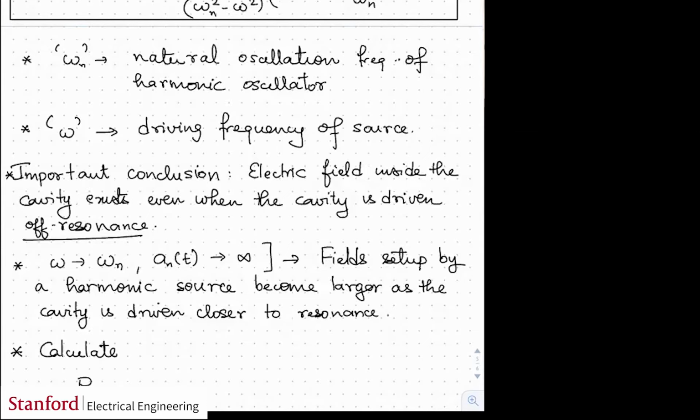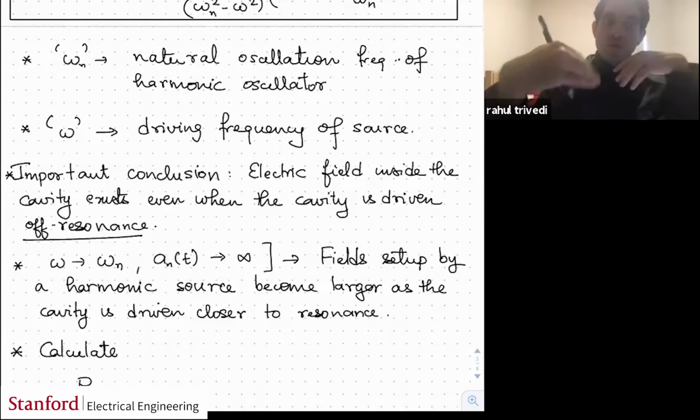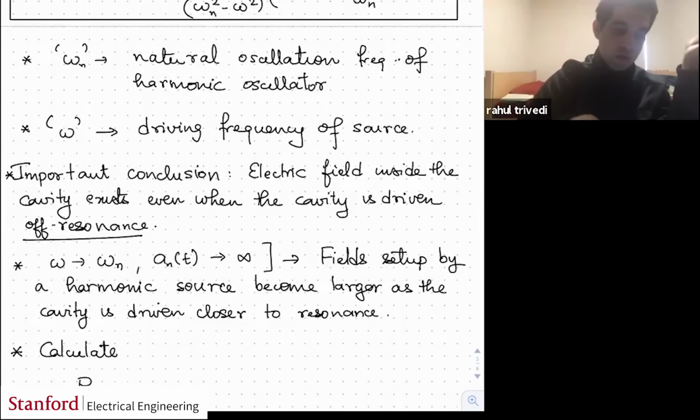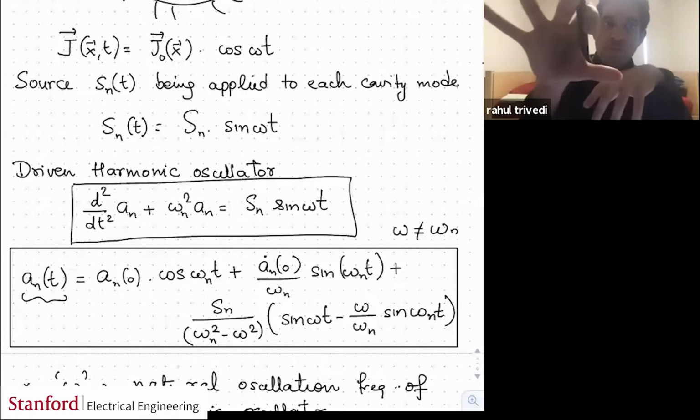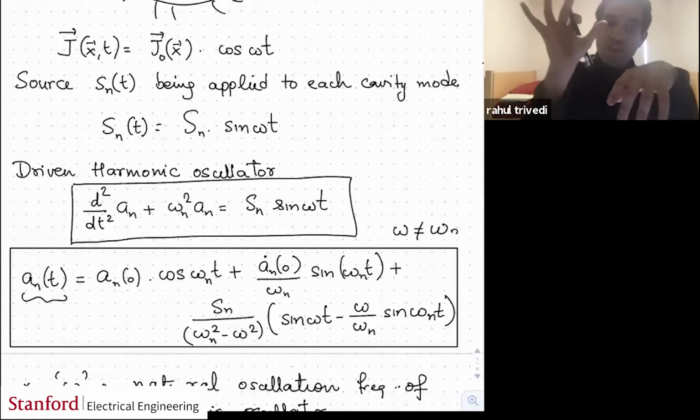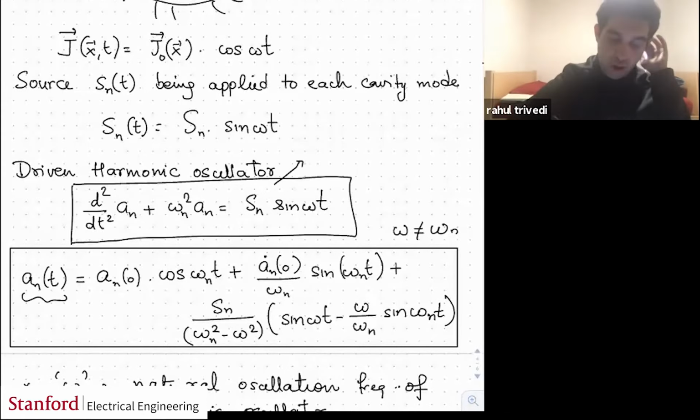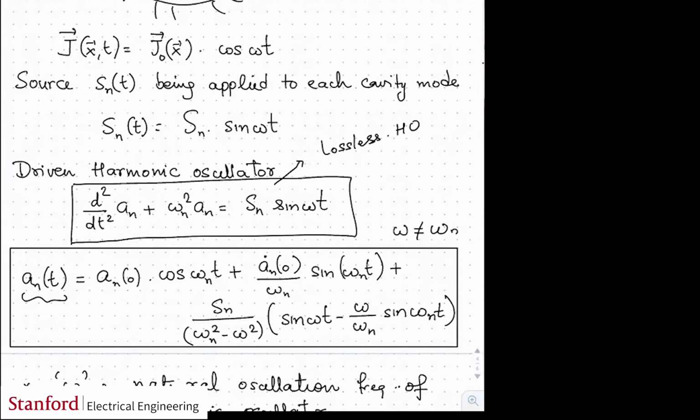But I think in this real situation, the frequency should have omega plus and minus delta omega. Right, but there's no loss here. We'll come to the lossy case in a minute. So right now we are looking at a lossless cavity. We take a PEC boundary condition, we put a source inside it, so your cavity modes are perfectly well defined, and that's why you're working with a lossless harmonic oscillator. Okay, you're right.